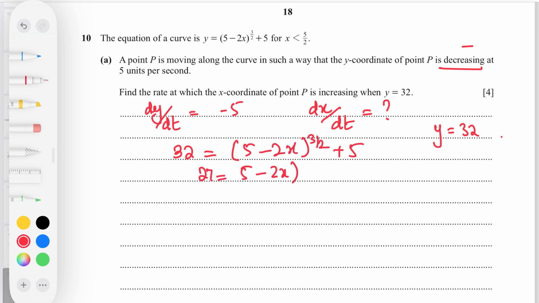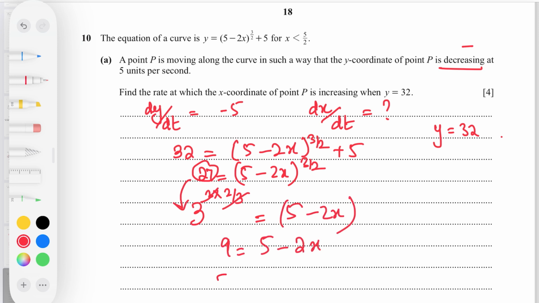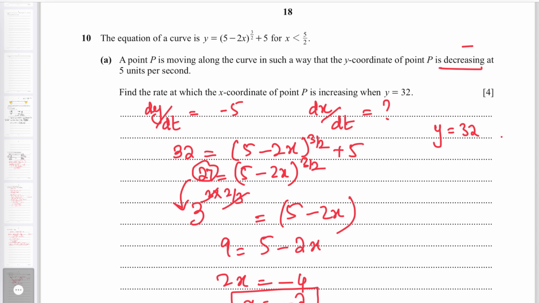27. Remember, when the power goes on the other side, it reciprocates. I have written 27 as 3 cube. 9. So x equals minus 2.